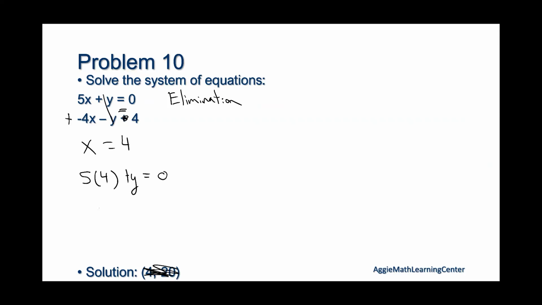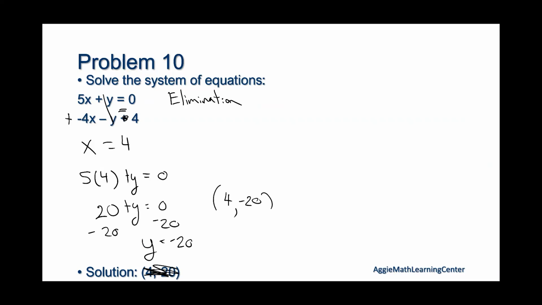And if we do that and solve, we get 20 plus y equals 0. Subtract 20 from both sides, y equals negative 20. So yes, that was what they were wanting us to solve. That plus sign was a typo. So we end up with our ordered pair of 4, negative 20.